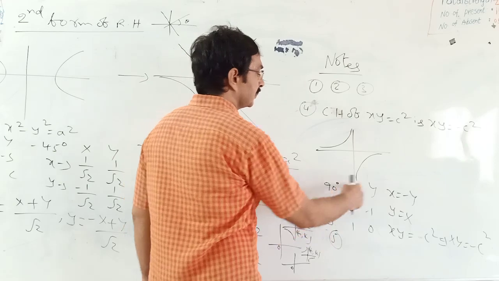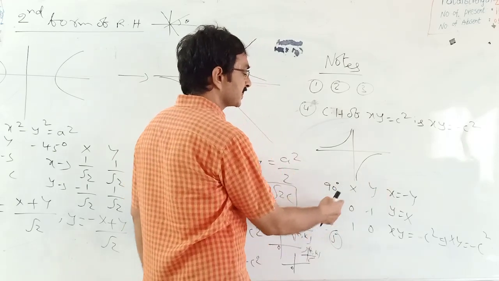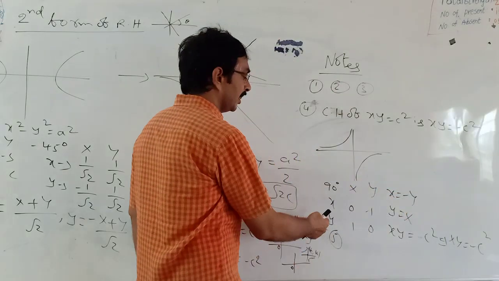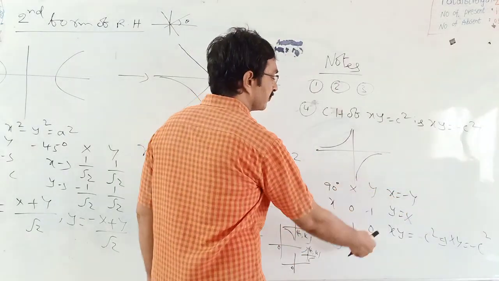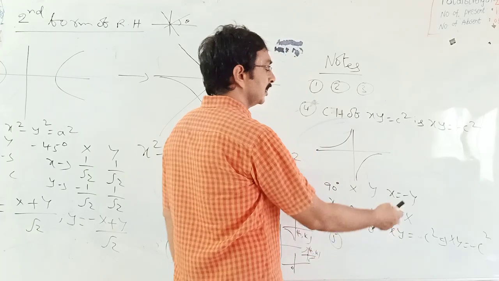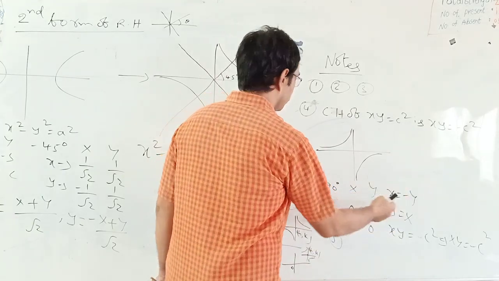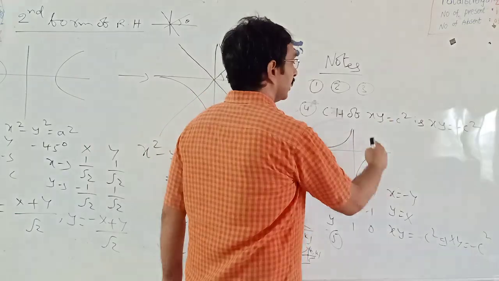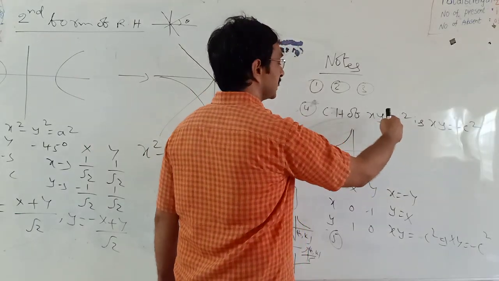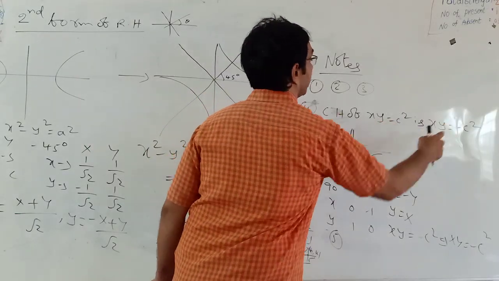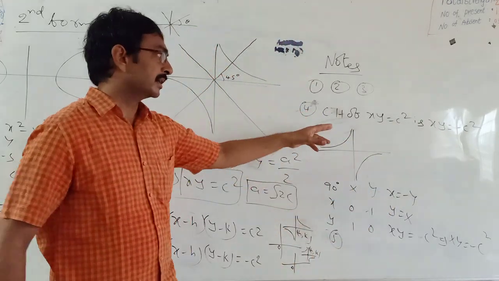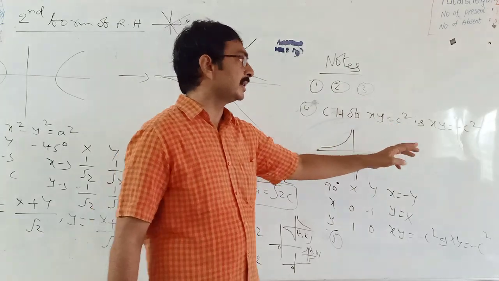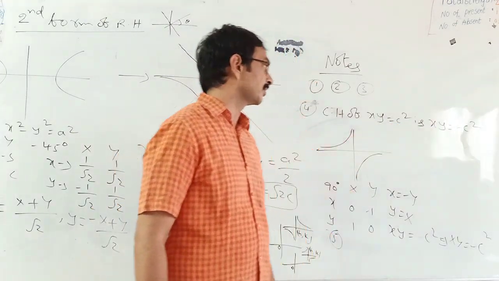Converting to the original coordinates, x equals x into 0 plus y into minus 1, that is minus y. y equals x into 1 plus y into 0, that is x. So if we replace x and y in this equation, it becomes x into minus y into x equal to c square, which means xy equal to minus c square. So learn this by heart: the conjugate hyperbola of xy equal to c square is xy equal to minus c square.